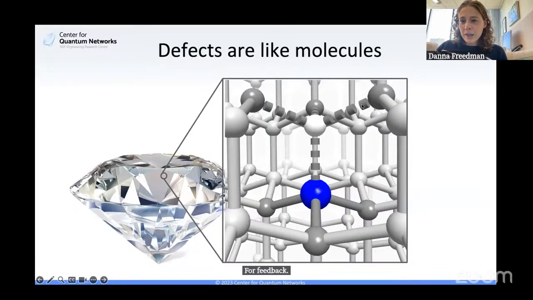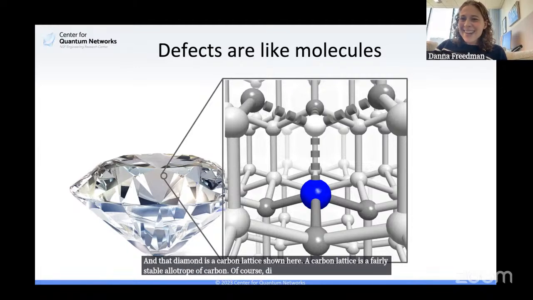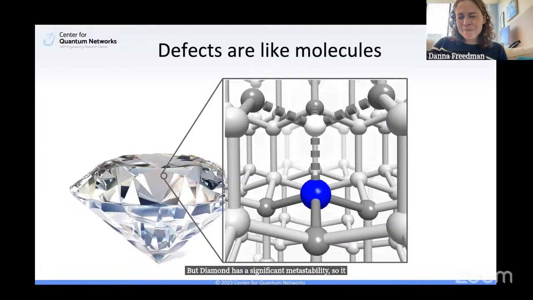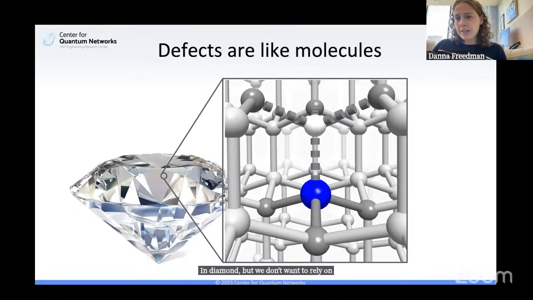Okay, so right here, we have a diamond. And that diamond is a carbon lattice shown here. A carbon lattice is a fairly stable allotrope of carbon. Of course, diamond is, I love the heart. Diamond is metastable, graphite is forever, but diamond has a significant metastability, so it persists for a long time. If we want to put a defect into diamond, there are some defects that grow naturally. The anionic nitrogen vacancy center is one of the defects that grows naturally in diamond, but we don't want to rely on naturally grown defects in diamond.